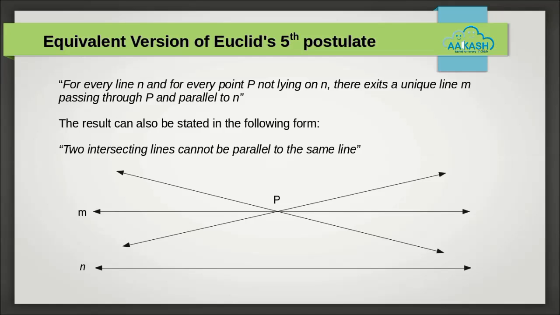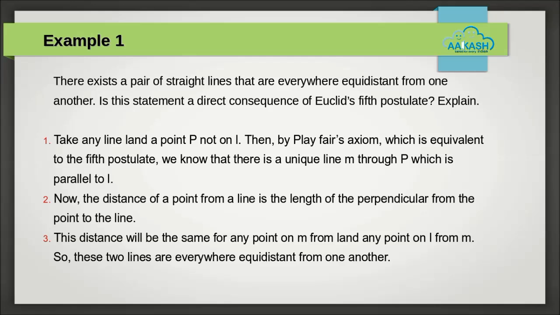Based on this knowledge, let's try to solve an example. Example 1. The question here is, there exists a pair of straight lines that are everywhere equidistant from one another. Is this statement a direct consequence of Euclid's fifth postulate? Explain. Now let's solve this in the following manner.